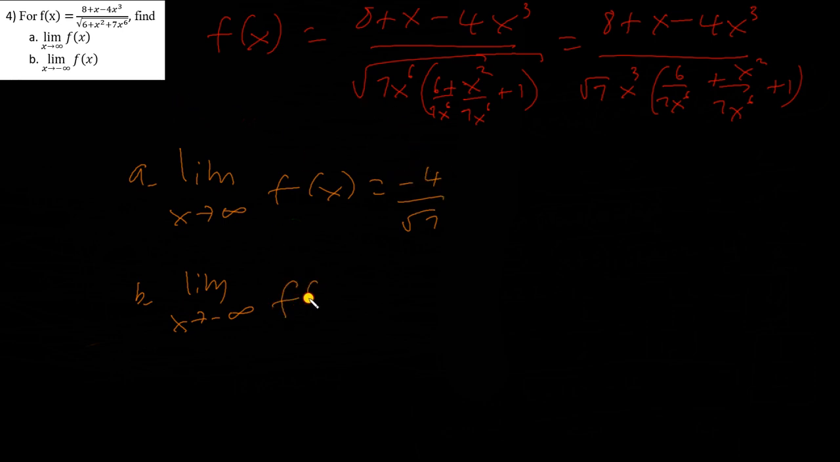Basically what I'm saying is that this limit is just going to be +4 over square root of 7, because when you plug in negative infinity, this would have become a positive number at the top, and this would also have become a positive number at the bottom. So a positive over a positive gets us our positive limit. And that's question 3.